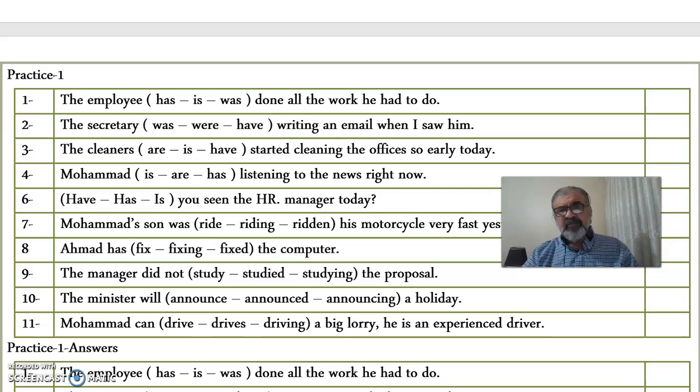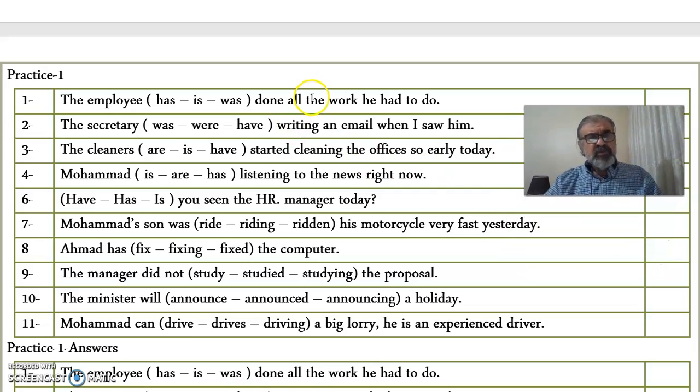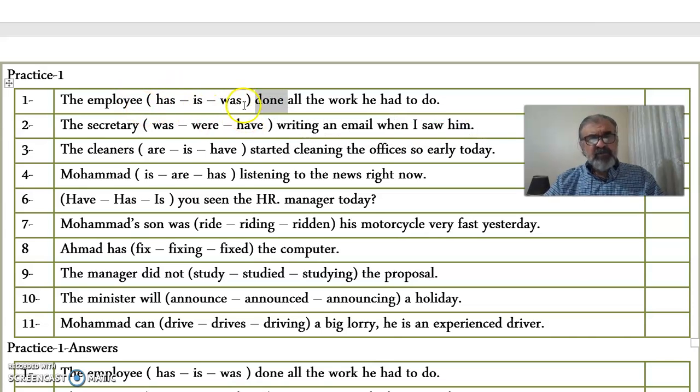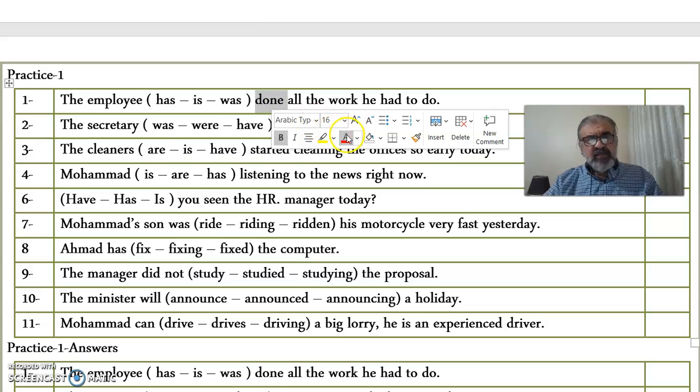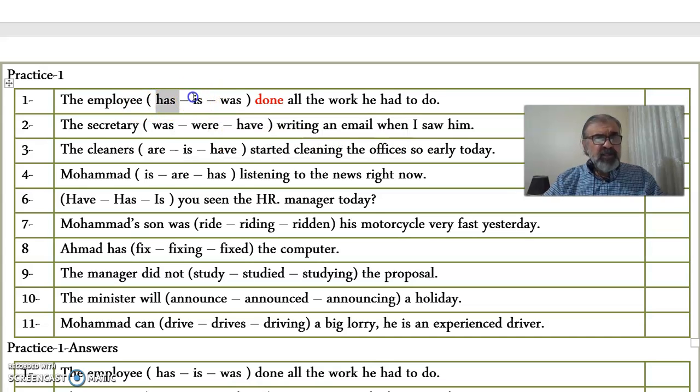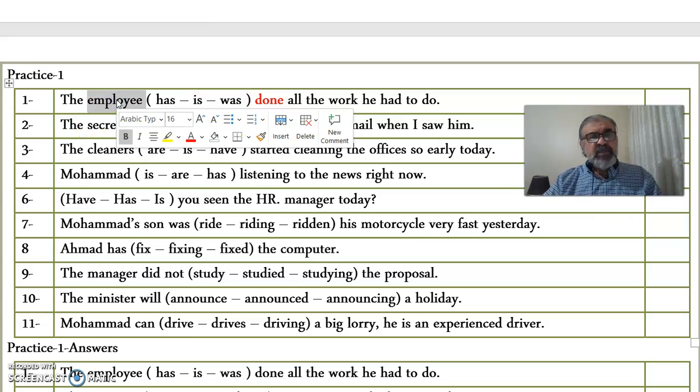This is an easy one. Let me just show you. All that you have to do is to consider the verb that follows the helping verb. Now, in this case, done is in the past participle, so it should be has. Although I could say the employee is or was, I can't say the employee is or was done because the employee here is used as a subject, not an object.